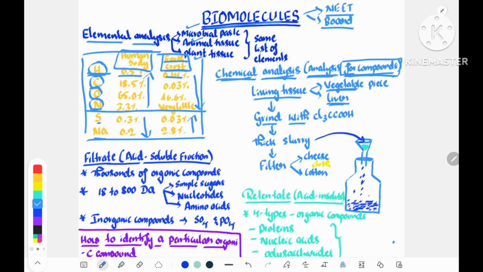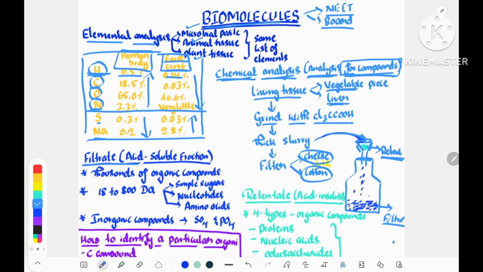Living tissue has to be ground by adding a chemical, trichloroacetic acid. We will obtain a thick slurry and this thick slurry should be filtered using a cheesecloth or a cotton cloth. Now we are adding this slurry to the filter and here we have placed a cheesecloth or cotton cloth. When we filter, the two fractions we will obtain. One is called filtrate and here whatever is present is called retentate. Now in filtrate and retentate, there is presence of many chemical compounds. Let us analyze what are the compounds present in filtrate and retentate respectively.